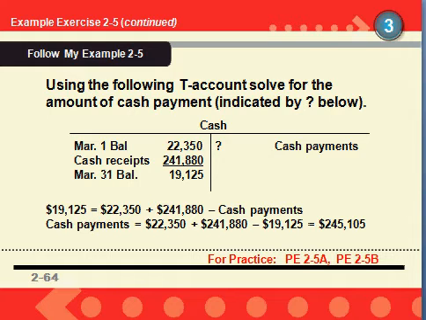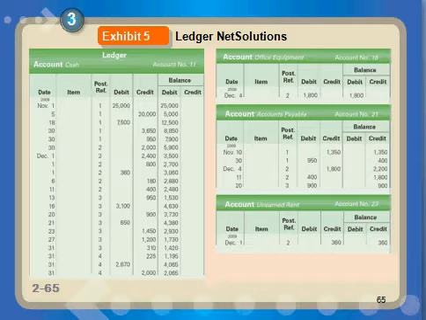So we know that our ending balance is equal to our beginning balance plus our cash receipts minus our cash payments. And we can convert that formula into cash payments equals our beginning balance $22,350 plus our cash receipts minus the ending balance, and that will give us our cash payments. And when we do that math, we get $245,105.